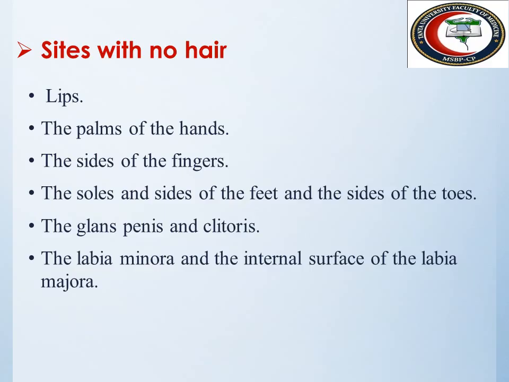Some areas in the body are devoid of hair. Examples of these are lips, palms of the hand, sides of the fingers, the soles and the sides of the feet and the sides of the toes, the glans penis in male and the clitoris in female, the labia minora and the internal surface of the labia majora in female.